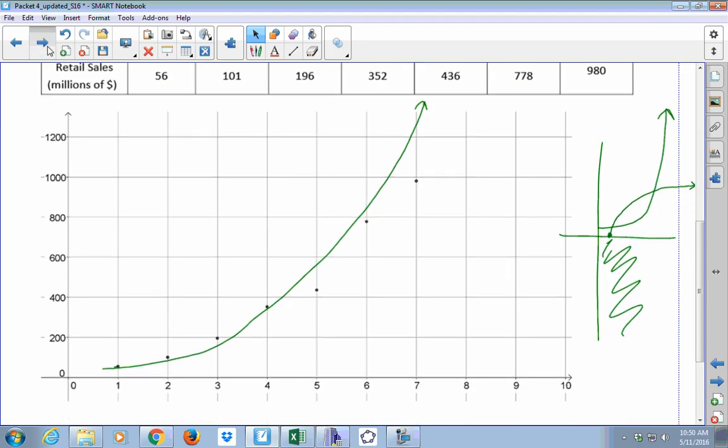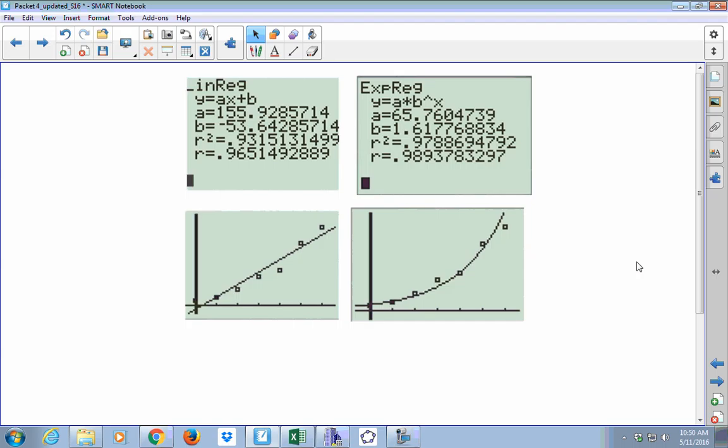Now, just to show you, not that we have to do this, I put this into the calculator, and when you're comparing models that are bigger than linear models, I ran a linear regression on this in my graphing calculator and an exponential regression. And you can see both of them are very good fits. The R-square value is almost 0.98 with an exponential model and 0.93 with the linear. So that's good.